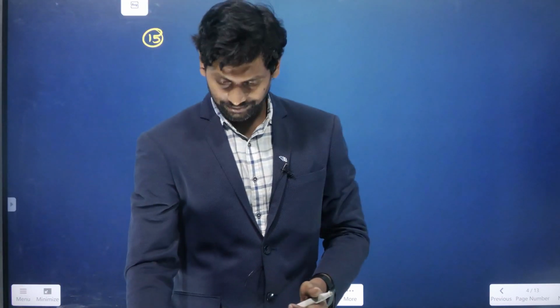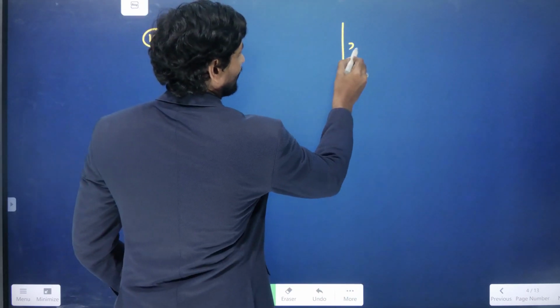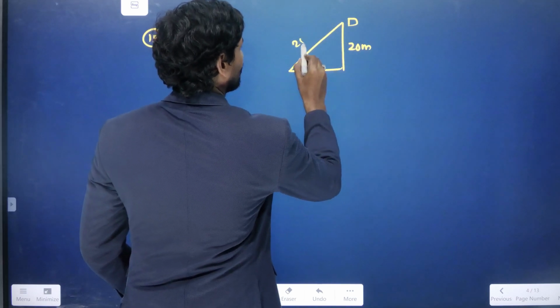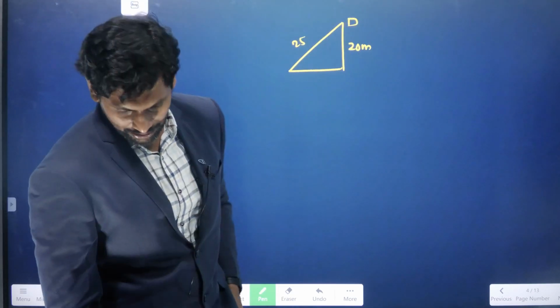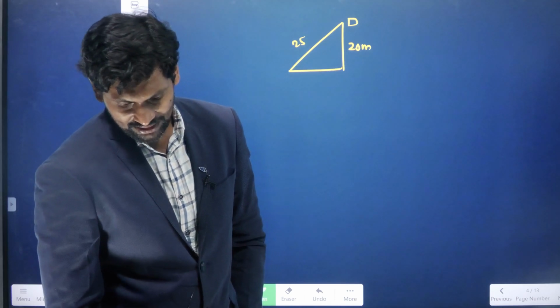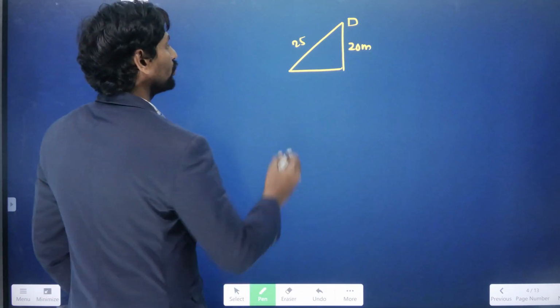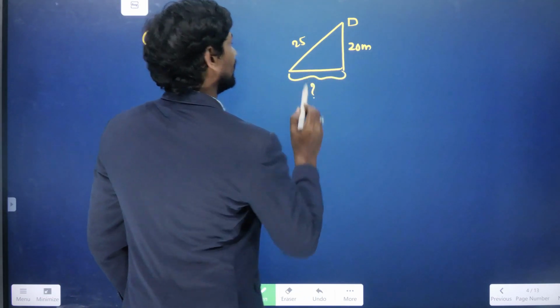Problem number 15. The 15th problem is: a ladder is 25 meters long and reaches a window of a building 20 meters above the ground. There is a window 20 meters above the ground level. Then the distance of the foot of the ladder to the building, this distance we need to find.